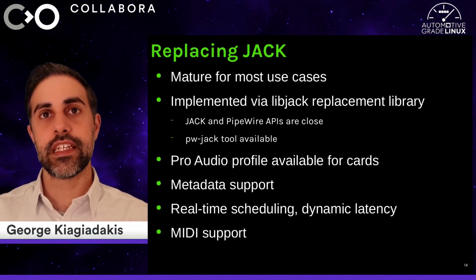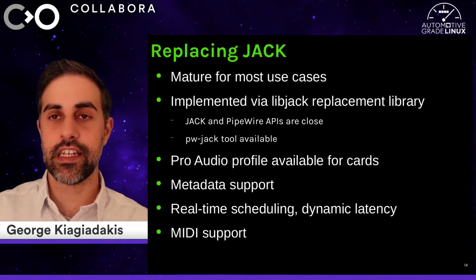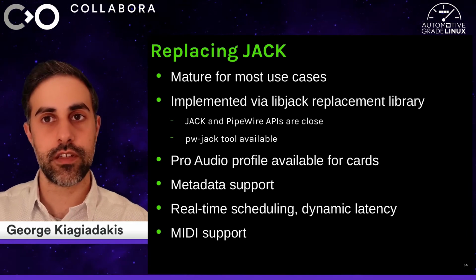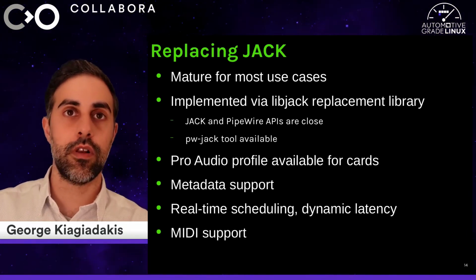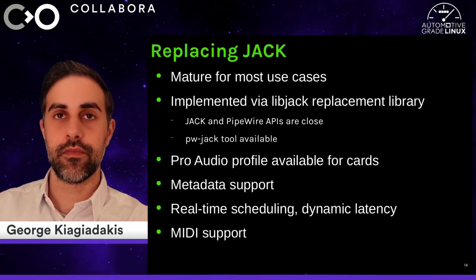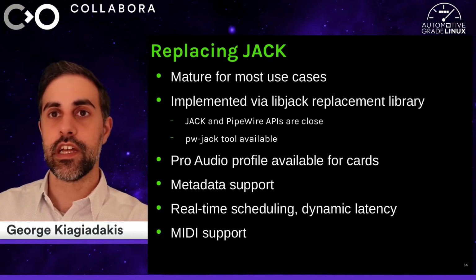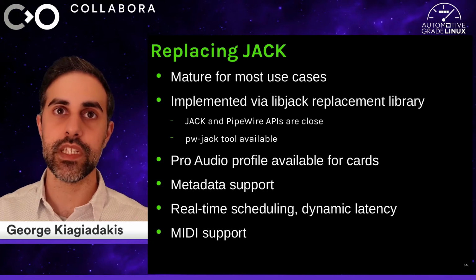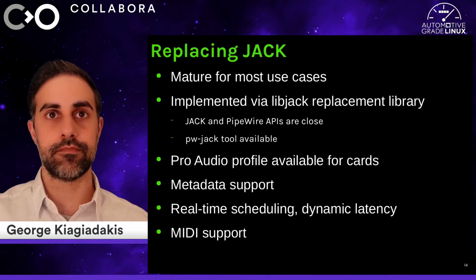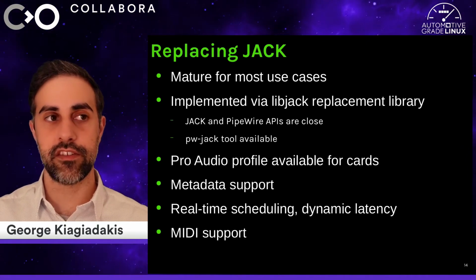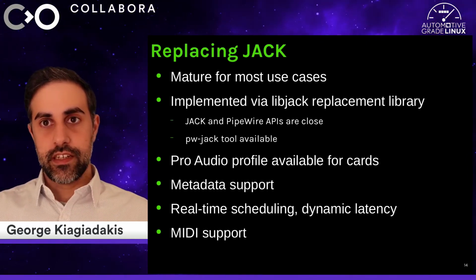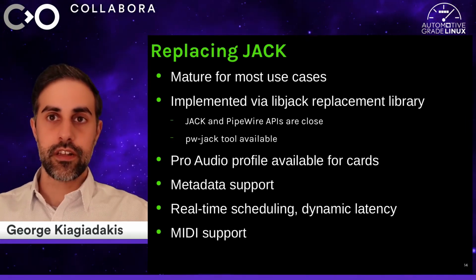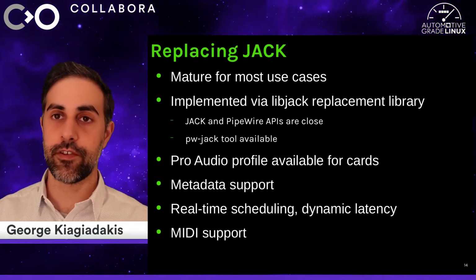Now, the JACK replacement is implemented using a replacement library, as it was the case with PulseAudio before, but PulseAudio switched. The JACK implementation has not switched, and it is not expected to switch at all. It is easier to implement the JACK replacement with a library because the two APIs are very close together. There is a pw-jack tool available. It is basically a wrapper around applications that switches the LD library path for being able to install both the original JACK libraries and the PipeWire JACK libraries if you wish to.